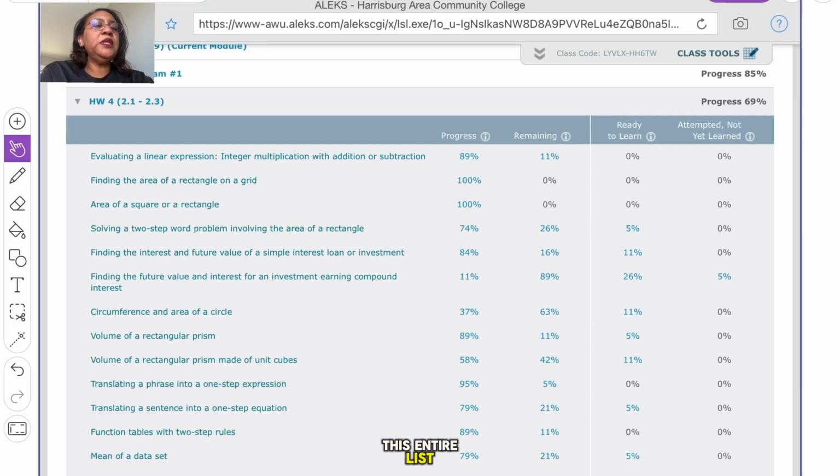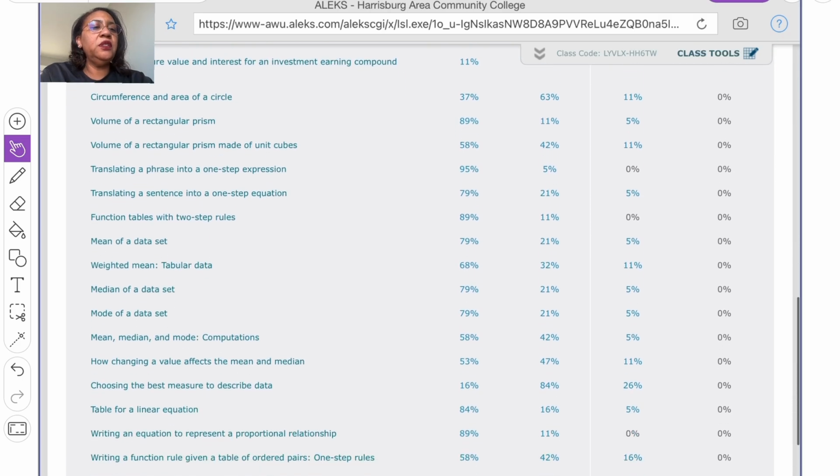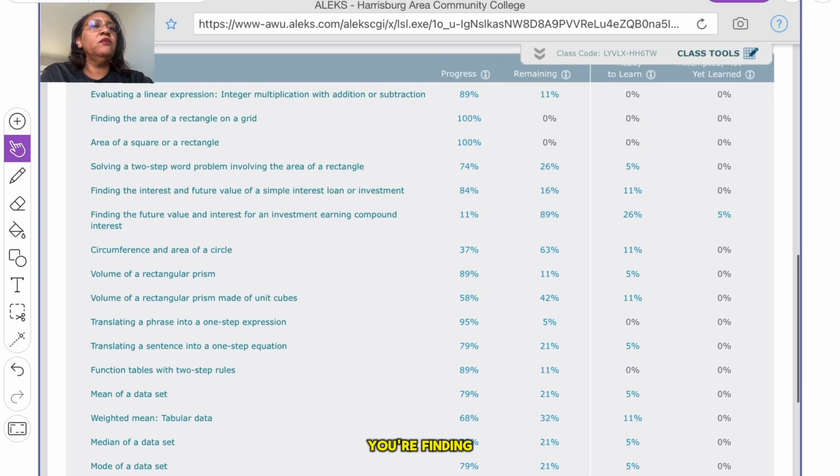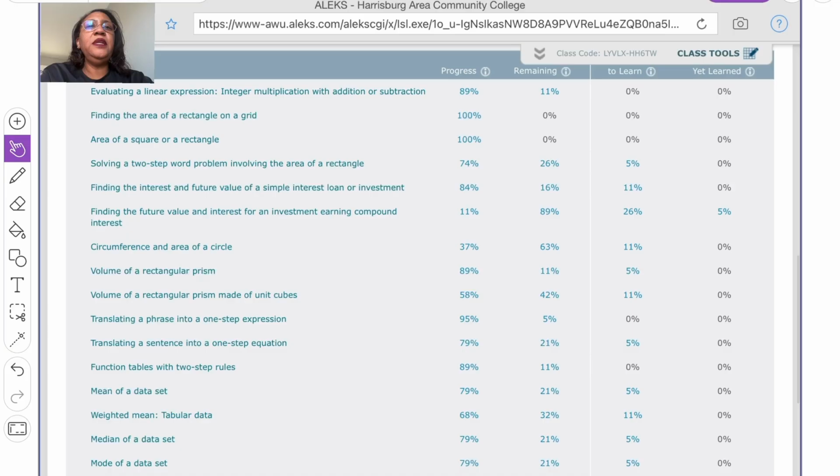So the lowest percent I see in this entire list is the topic where you're finding the future value and interest for an investment earning compound interest. Now, I'm using a program that might move around and you may see me tilt or something. But I love this program because I can write on the internet in a sense, okay?